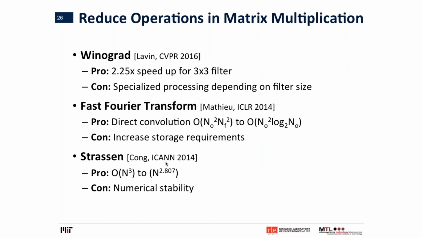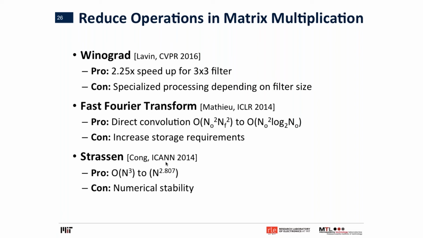So the first, most popular one that's widely used is the Winograd transform. One of the key advantages of it is that it can provide significant speed up. Particularly, it's typically done for the 3x3 filter, and you get about a 2.25x speed up. The challenge here is that you need some form of specialized processing depending on the filter size. So the type of transform that you would do would change depending on the size of the filter. So primarily in practice, people use this for the 3x3 filter.